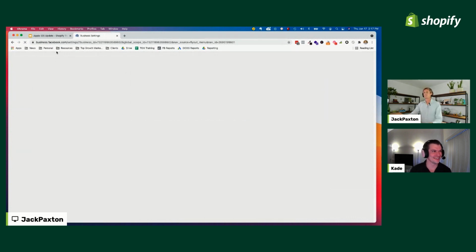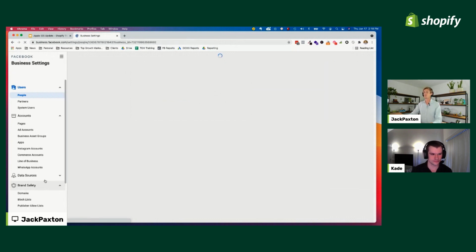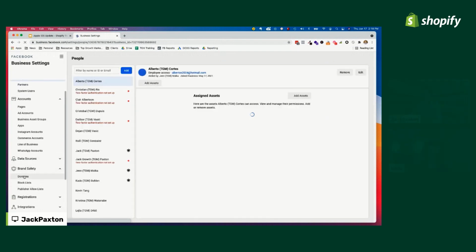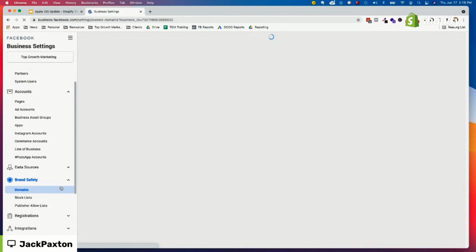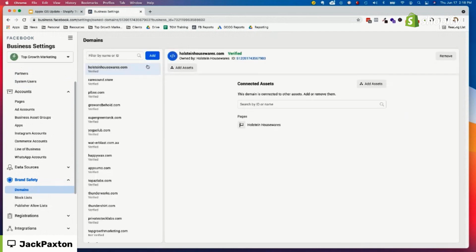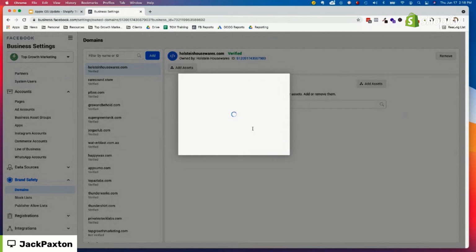All right, so diving into your business manager, that is just business.facebook.com. You're going to want to go in there and go down to brand safety. Under brand safety, you'll have the ability to click on domains, and then you're going to want to choose your own domain. This is really important because you want to verify your own domain here. And if your domain isn't here, you can simply add it, and you can add, say, google.com.